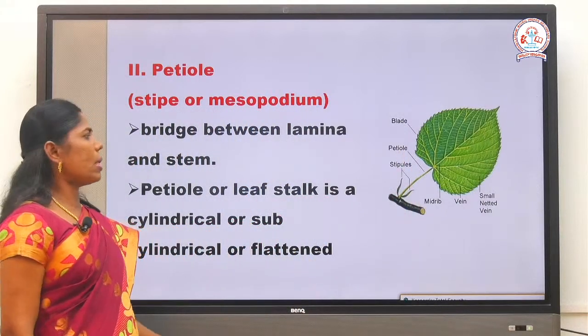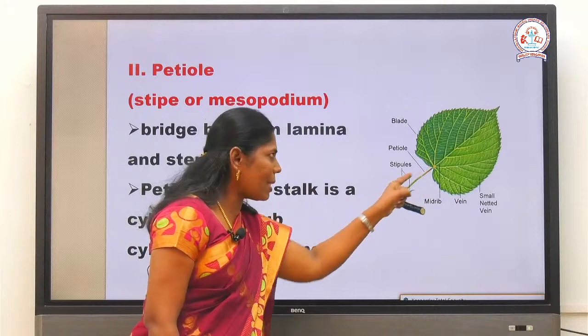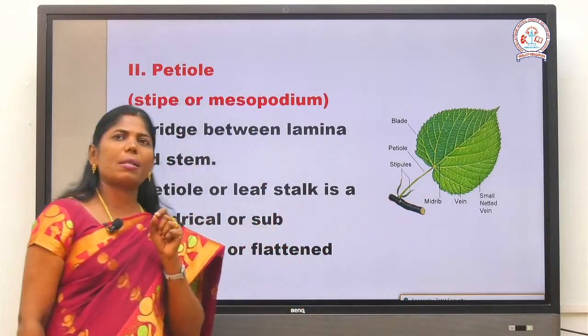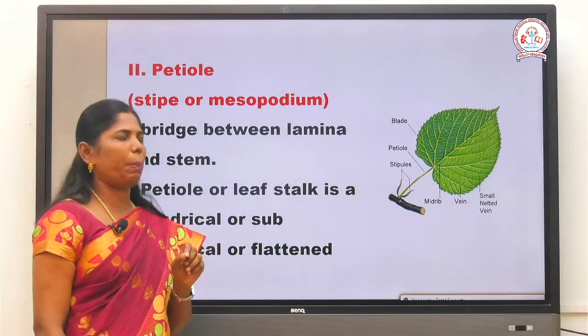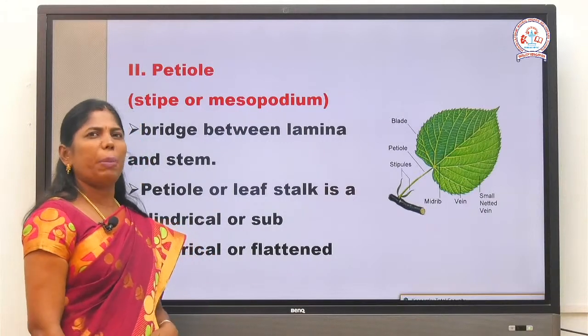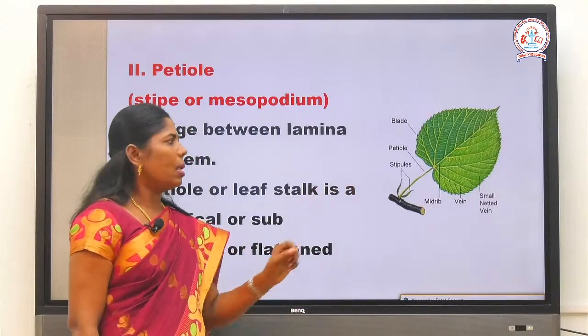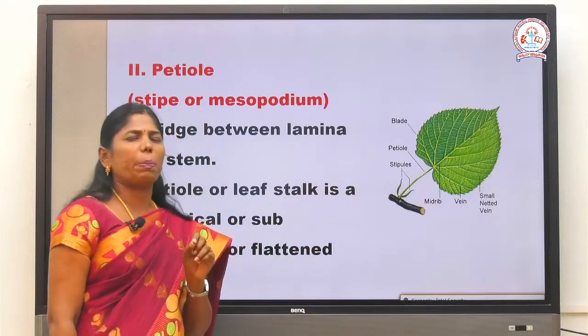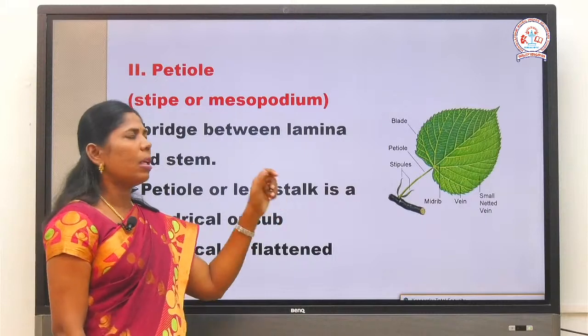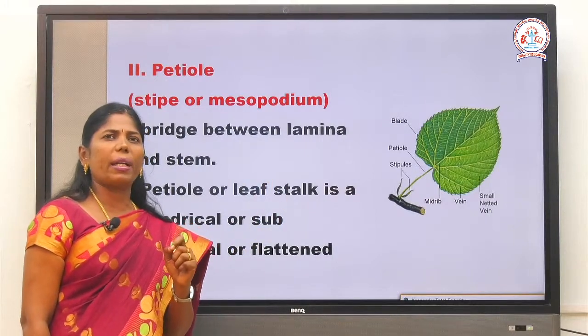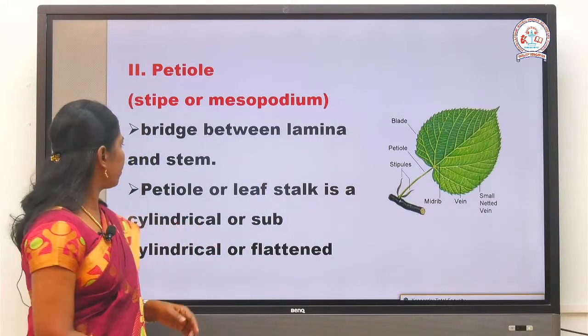If a leaf has a stalk, or petiole, it is considered petiolate. If it is absent, it is considered sessile. What is the structure of the petiole? The petiole is somewhat cylindrical or somewhat flattened in structure. It also varies from leaf to leaf.